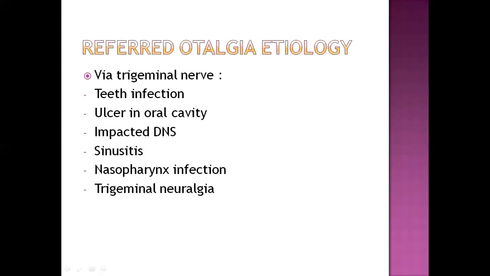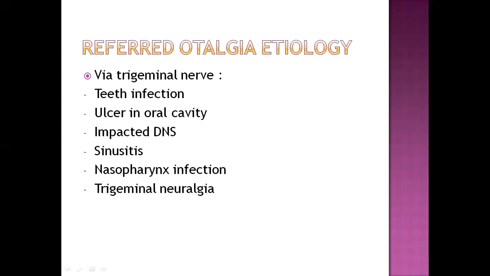In referred otalgia, we divide the referred otalgia on the basis of nerve. First of all, there is the trigeminal nerve. Through the trigeminal nerve, there is teeth infection, which can be the first etiology. Also in the oral cavity, impacted DNS, deviated nasal septum, sinusitis, nasopharynx infection, and trigeminal neuralgia. Teeth infection can spread towards the ear. Also in the oral cavity, it can be transmitted to the nearby organs.